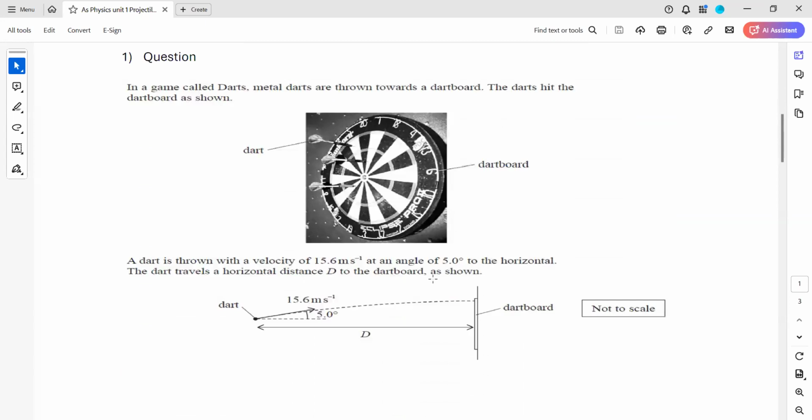In this question, in a game called Dart, a metal dart is thrown towards a dartboard, and the dart hits the dartboard as shown. The dart is thrown with a velocity of 15.6 meter per second at an angle of 5 to the horizontal. The dart traveled the horizontal distance d to the dartboard as shown, and it's not to scale. So you cannot use any measurement to get the answer, like the value of the distance.